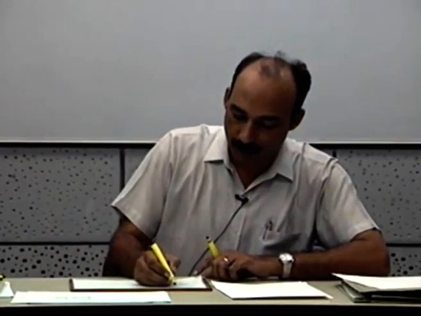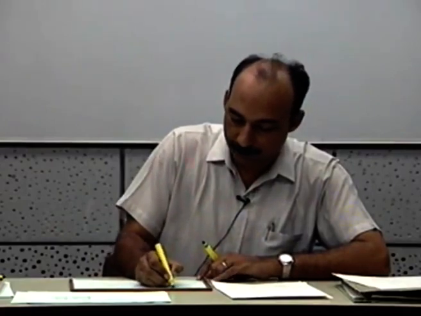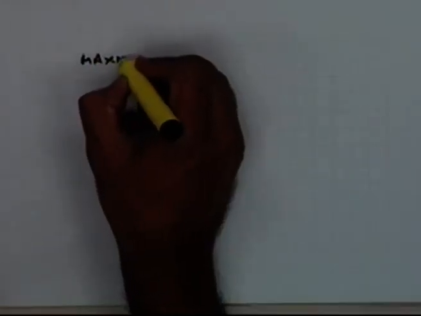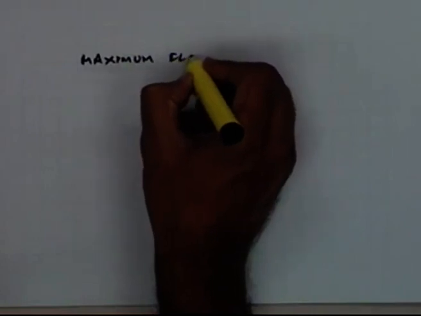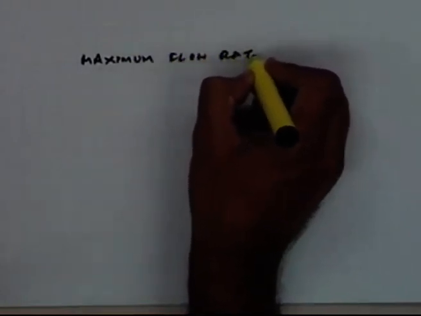So let's try to look at these items. Let's try to check our designs. Let's try to look into the relationships which are available for these checks which we have just looked at. One is the maximum flow rate.